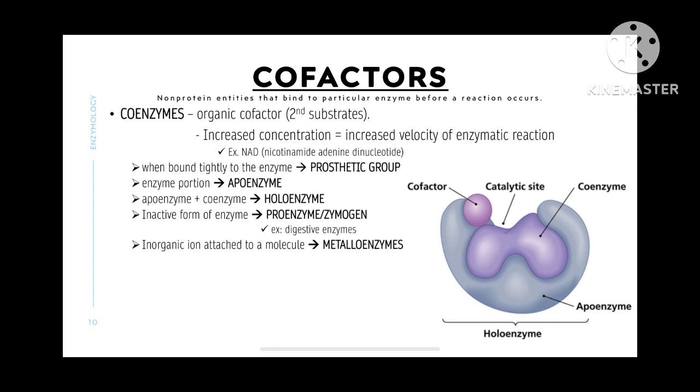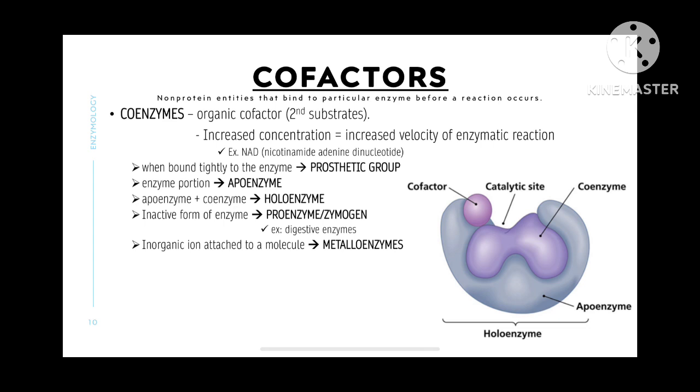Increasing the coenzyme concentration, class, will also increase the velocity of an enzymatic reaction in a manner synonymous with increasing substrate concentration. Therefore, that's the reason why it's called second substrate. When quantitating an enzyme that requires a particular cofactor, that cofactor should always be provided in excess so that the extent of the reaction does not depend on the concentration of the cofactor.